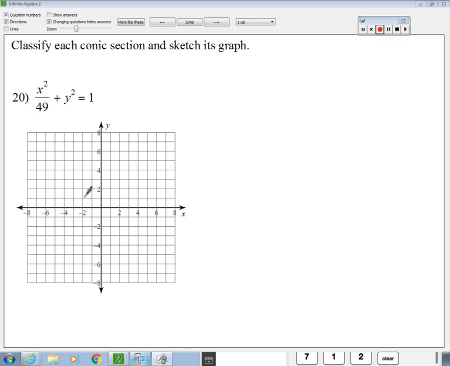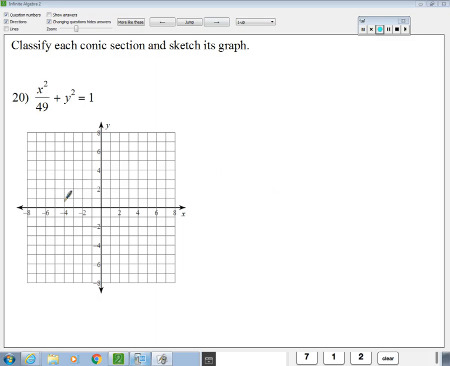Where's the center for this ellipse? 0, 0. Okay, from the center to a side, how big is it? 7 units. So we go 7 units this way and 7 units this way. How tall is it? 1 unit on each side. And then once you've got your 4 points, you can draw in your ellipse. Okay?